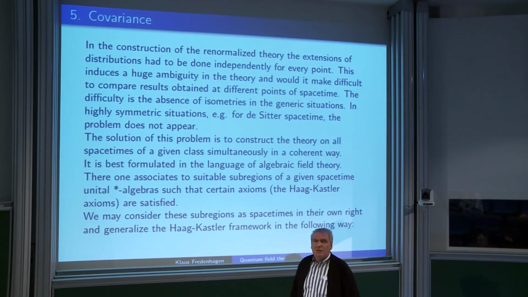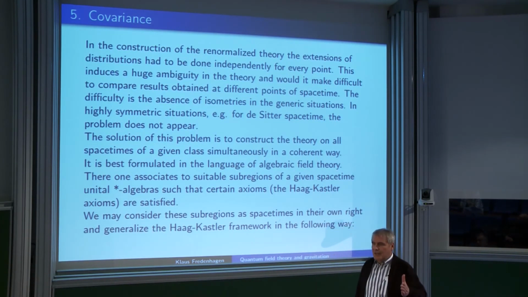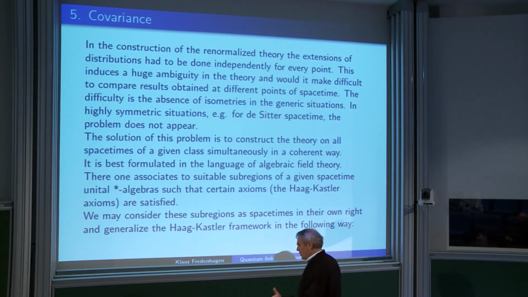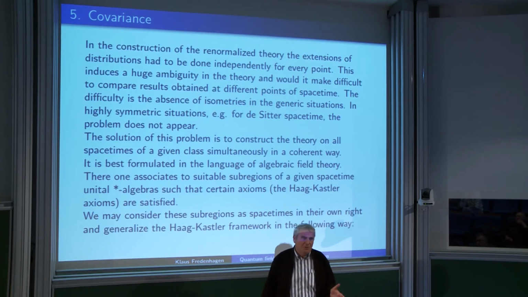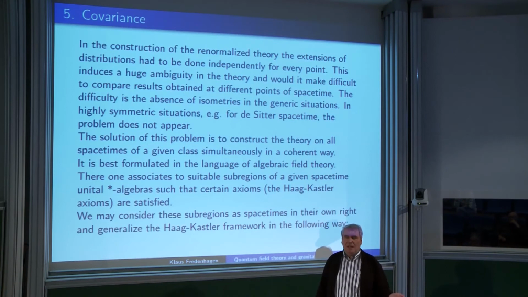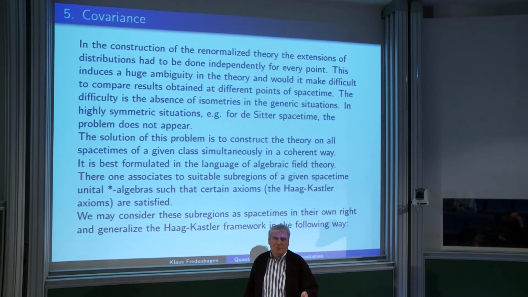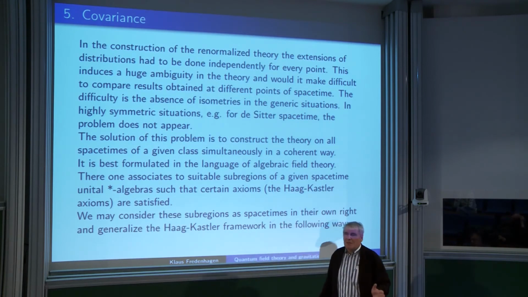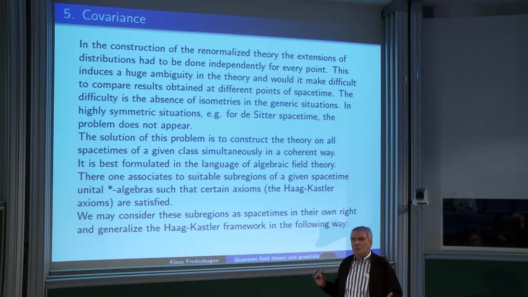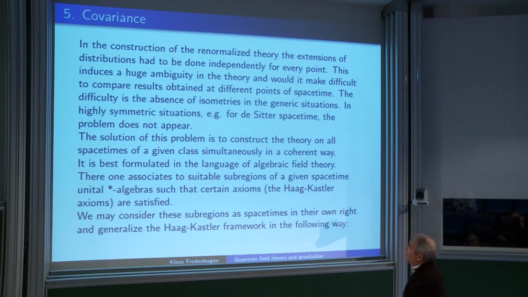Now, there remains one ugly problem, namely, when one does this renormalization, one has to do it for every point of space-time independently, because there is no symmetry in general. So how to compare these renormalization procedures at different points of space-time? And of course, there is some feeling how this should be done. So if you want to have an operation which is locally defined, but to make this precise is rather complicated.